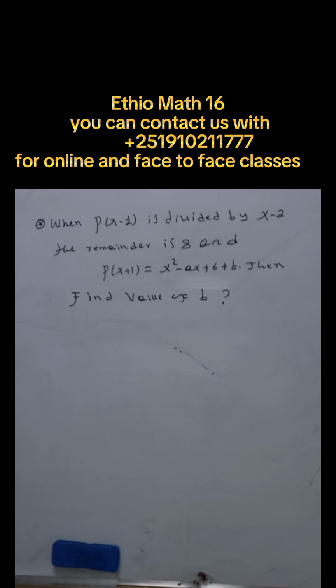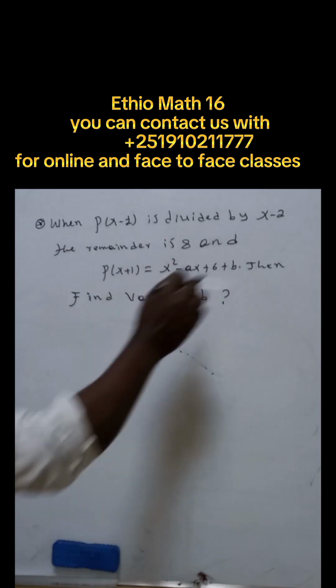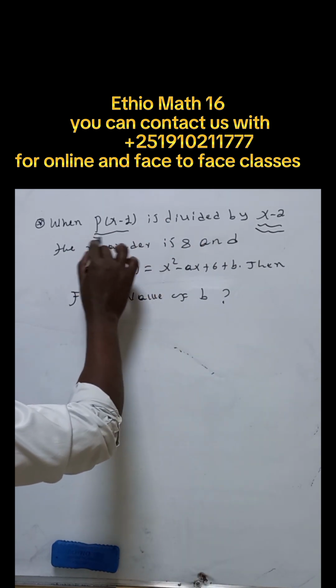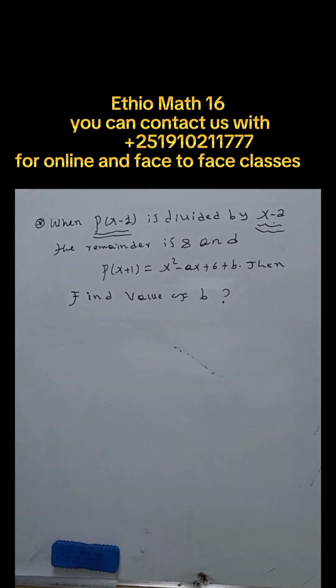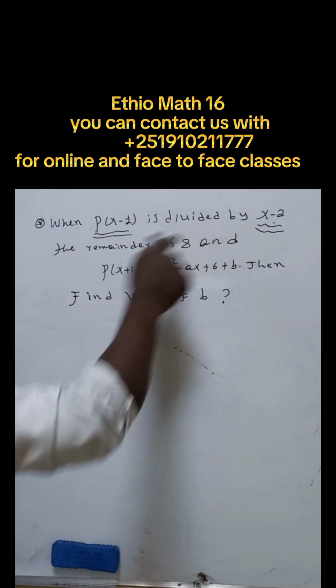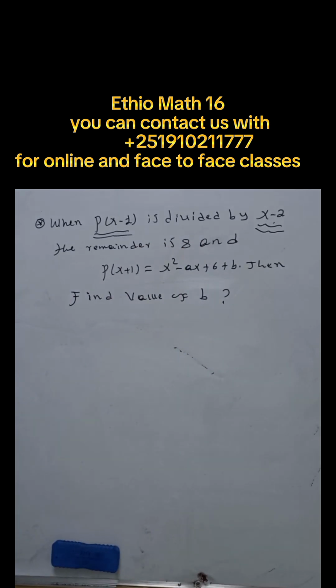At the very beginning, what is given here is that p of x minus 1 is divisible by x minus 2. That is, when the polynomial is divided by this linear polynomial, the remainder is this one.